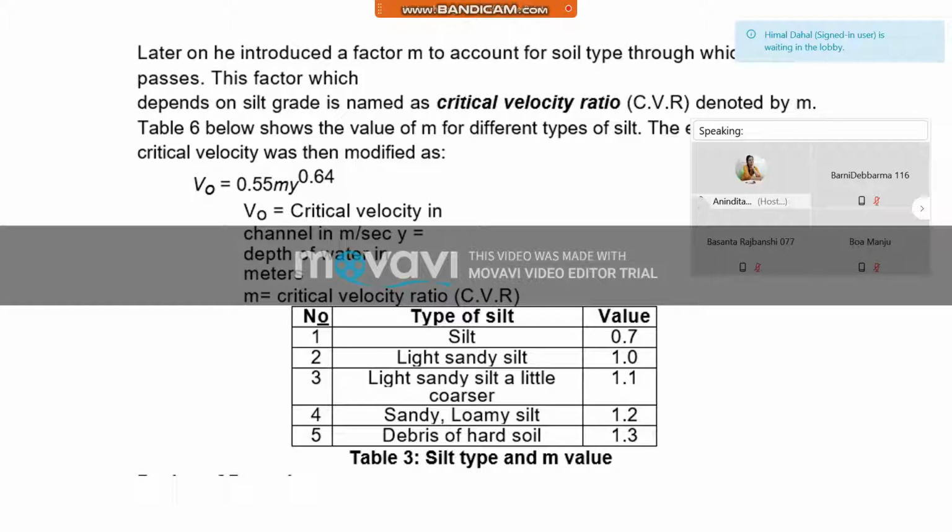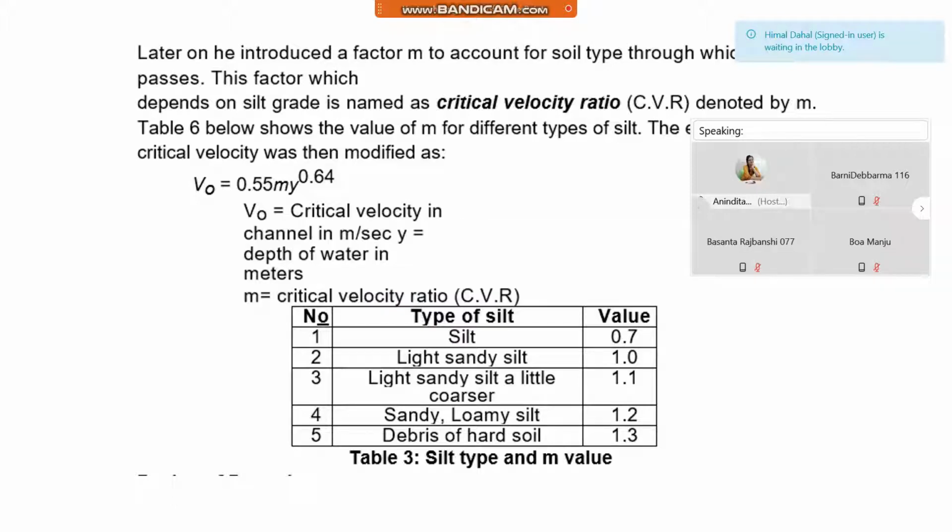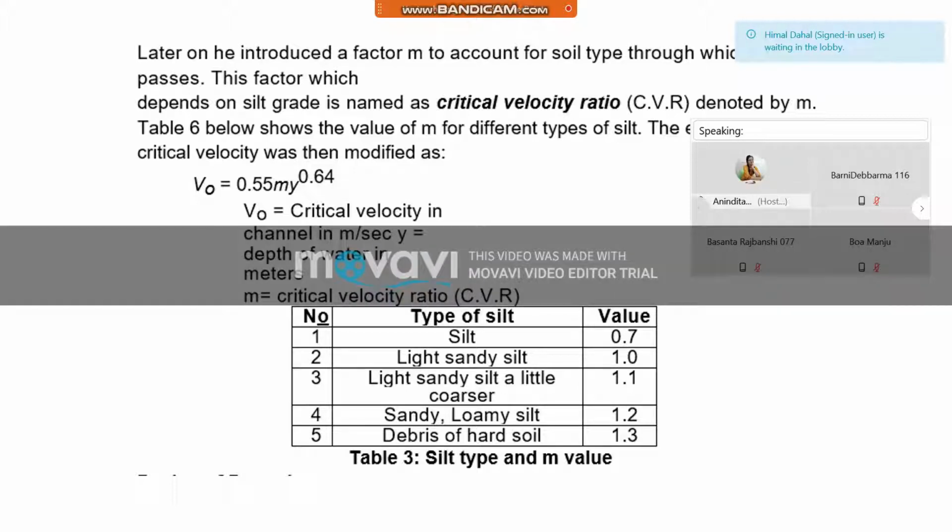So in this table, silt type and m values are shown. The first one is silt, its value is 0.7, then light sandy silt 1.0, light sandy silt a little coarser 1.1, sandy loam silt 1.2, and debris of hard soil 1.3.